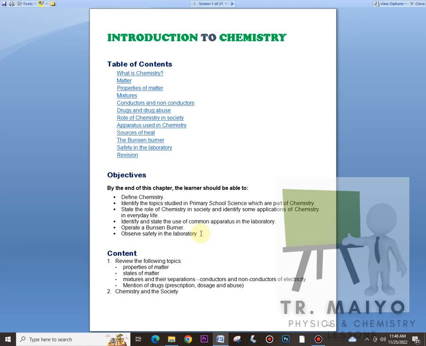What are you going to study? Review the following topics. This is what we are going to review. A review means we are checking on what you already know, what you learned in primary. Properties of matter, states of matter, mixtures and their separations. That's what we will check. Conductors and non-conductors of electricity. Drugs and drug abuse. That is prescription, dosage and abuse of drugs.